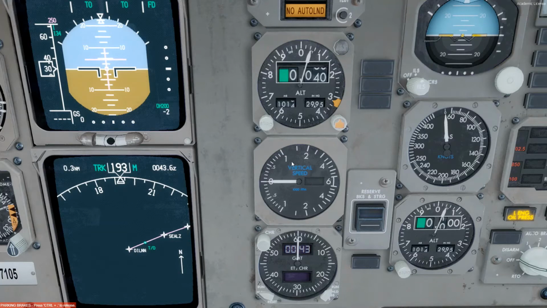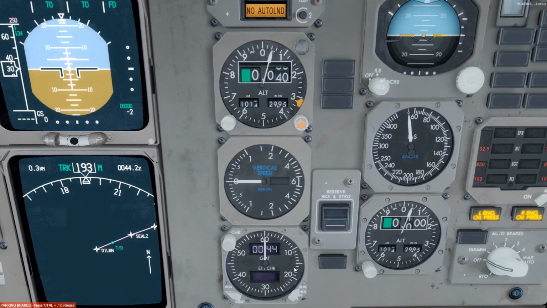For example, if the vertical speed indicator were at 1, this would indicate that the airplane is gaining 1,000 feet every minute, so 1,000 feet per minute. Here it will be at 2,000. This is our chronometer and clock. It displays the time in GMT, and the chronometer will tell the pilots how long they've been flying for.